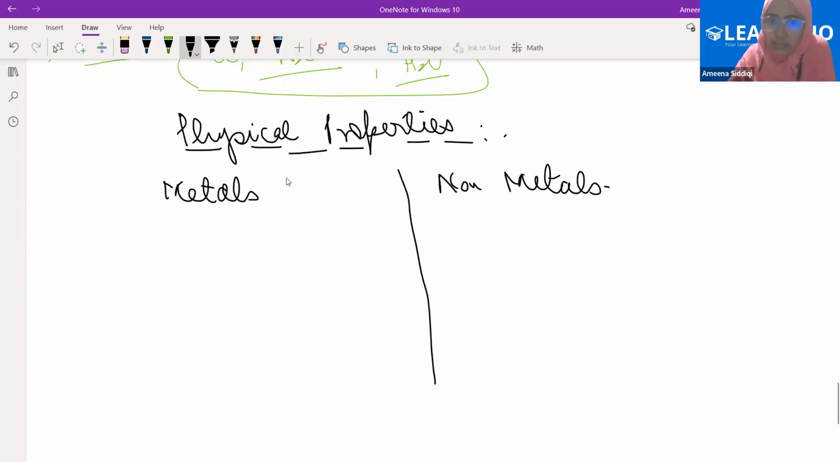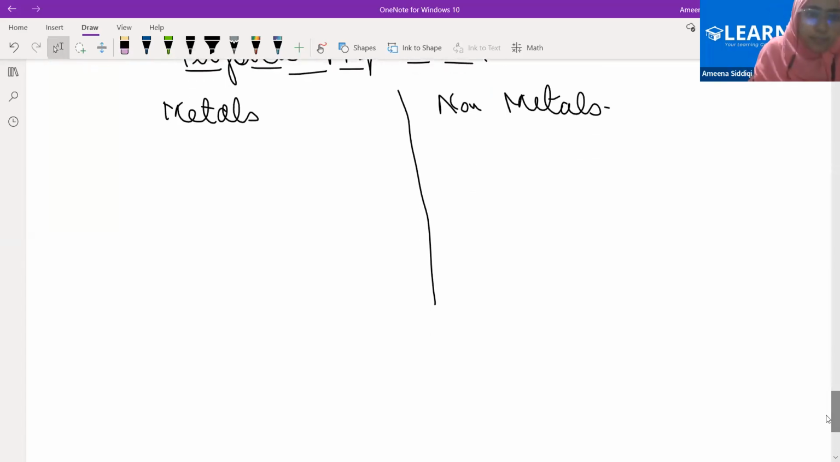Now, the properties between metals and non-metals are different because of the difference in their behavior. The elements which tend to lose electrons are referred to as metals, and the properties of metals are because of the losing of electrons. The elements which tend to gain electrons are referred to as non-metals. The properties of non-metals are because of the gaining of electrons. I hope this point is clear. Amit, yes or no, beta, please respond. Yes, ma'am. Okay, fine.